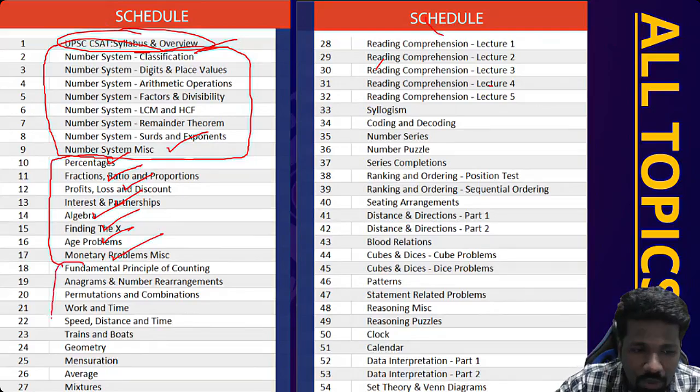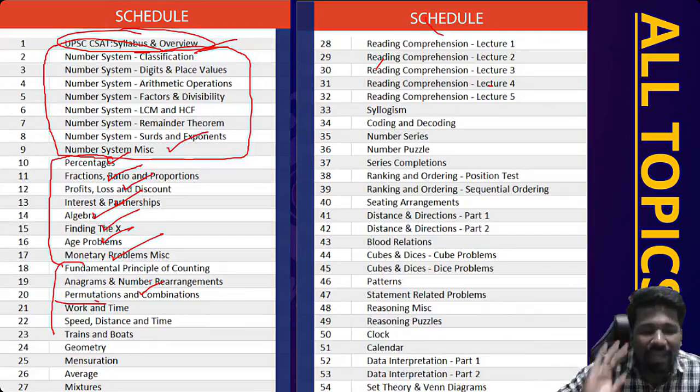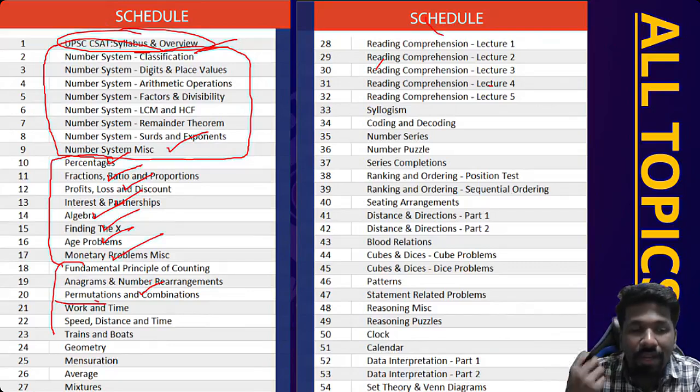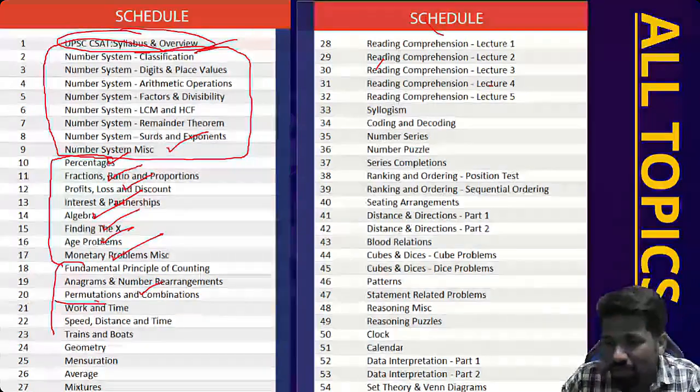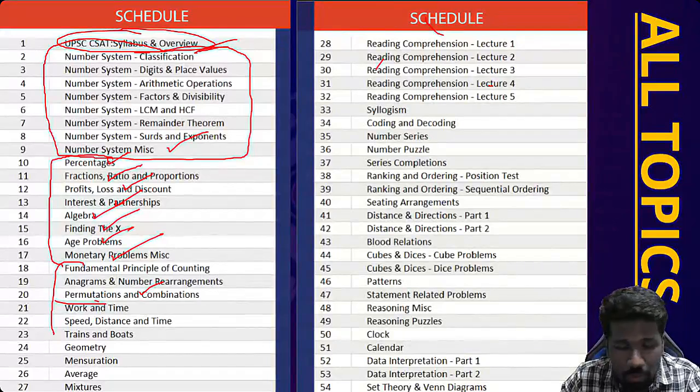Then permutation combination, probability. Probability in UPSC CSAT is not asked much. Permutation combination, the 2024 exam they haven't asked, but in the 23 exam there were plenty of questions. That is why skipping this chapter is not a right move. We have to learn that chapter.